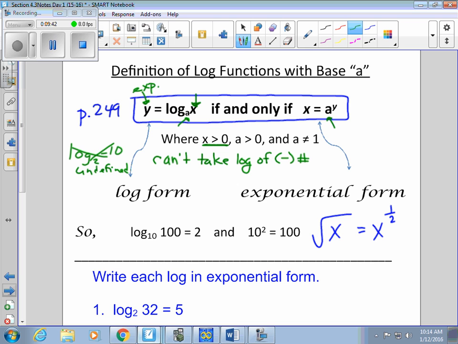In a similar manner, our a, the base for our log and the base for our exponent, also has to be positive. Our base has to be positive.